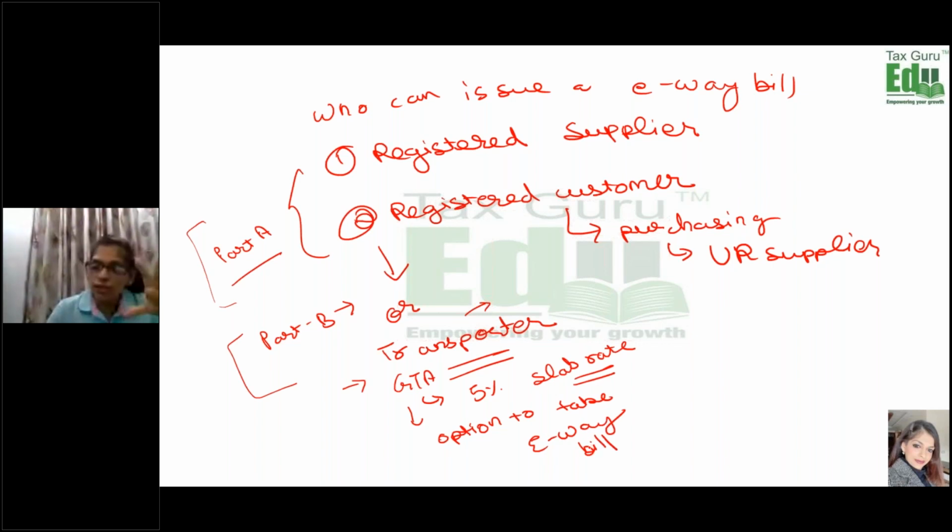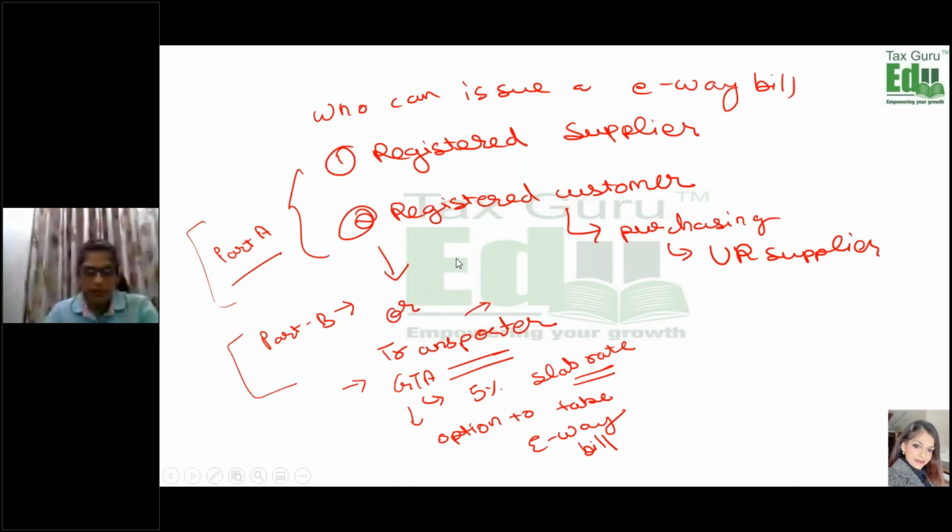Similarly, there was a question which I really like: if both the supplier and the customer are not registered, then what will we do? The portal even provides an option to register yourself as a citizen. Even if you don't have a GSTIN number, that option is available. So as a supplier or as a customer, you will get registered and accordingly generate the e-way bill. Okay. Any other question?